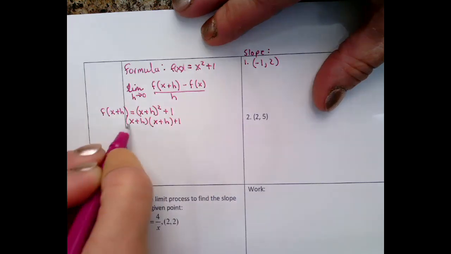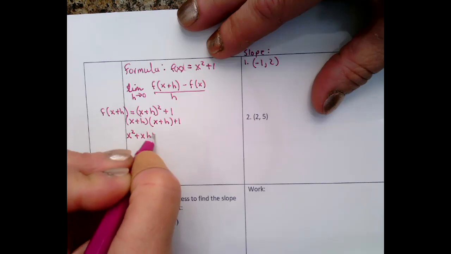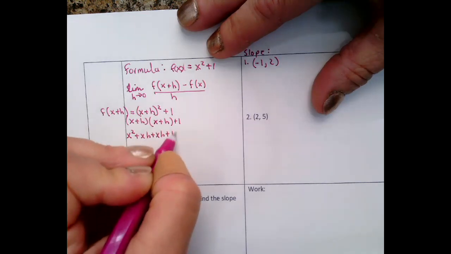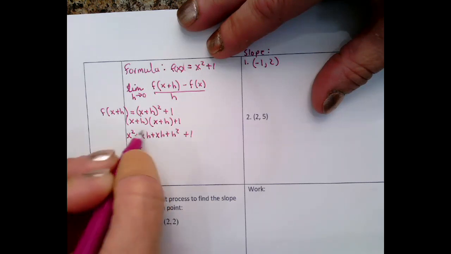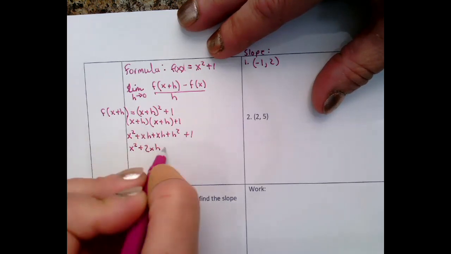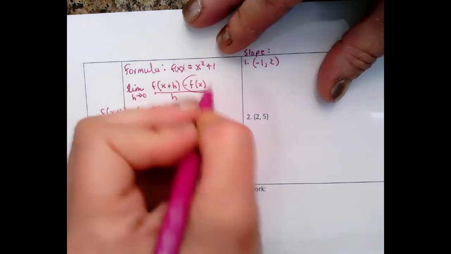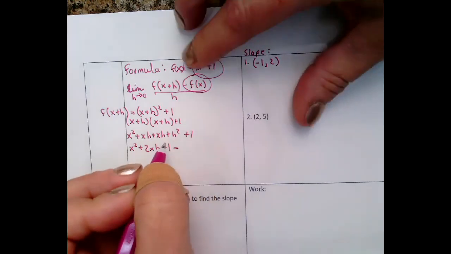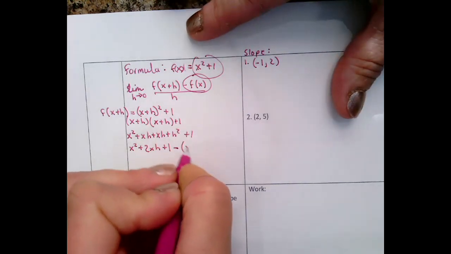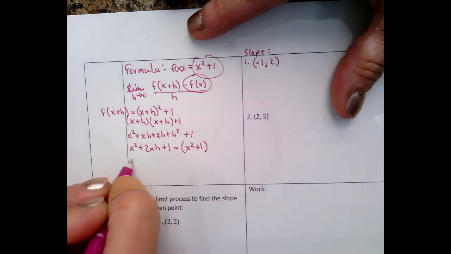All right, plus 1. So that's going to be x squared plus xh plus xh plus h squared plus 1. It's going to be x squared plus 2xh plus 1. And then it's going to be minus f of x, so the function, okay? Remember that f of x really is just that function. So minus x squared plus 1. So now I'm just going to distribute this minus sign.